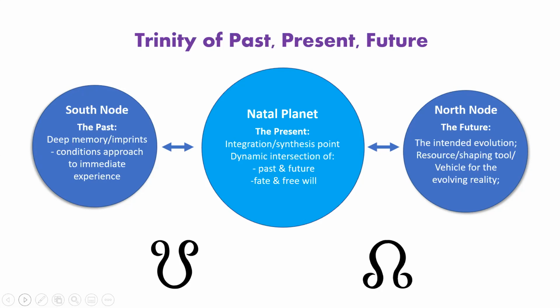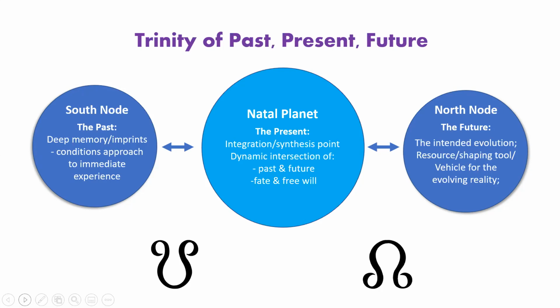The north node represents the future point. This is the intended evolution. It is a resource or a shaping tool or a vehicle for the evolving reality. And the north node, nothing works in isolation here.